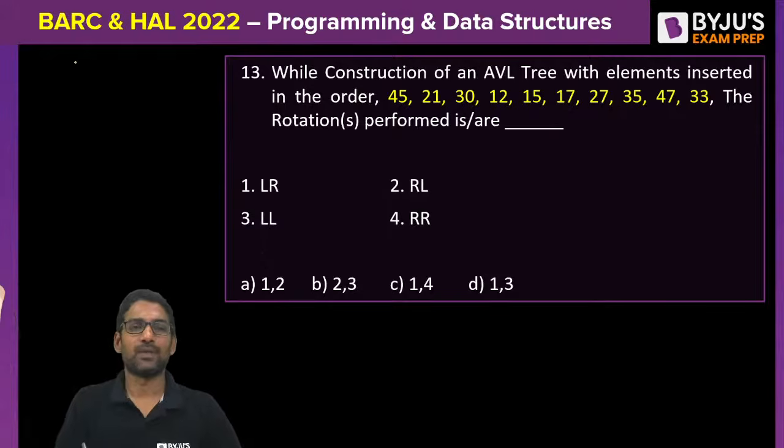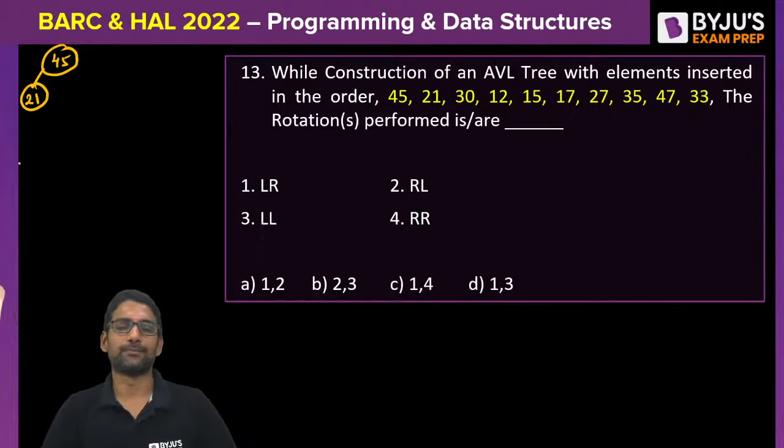So first I am inserting 45, as it is a single node, balanced. 21, it is smaller than 45, so I have inserted it as left to 45. Then 30, smaller than 45, greater than 21. So if you see the balance factors, it would be 0, it would be -1, and 45 will have 2. So 45 is critical.